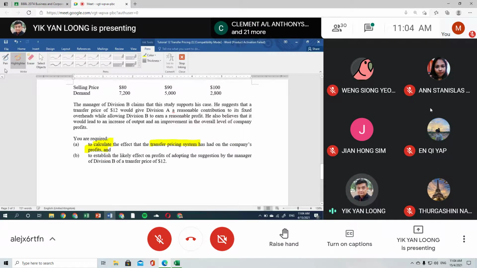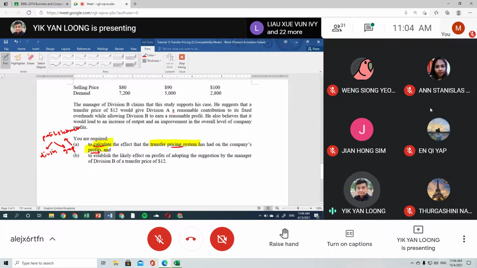So to a certain extent, this question is asking about the company's profitability. So what do you think you should be calculating then? You should be calculating profit. Simple as that, right? So what you need to do here is prepare what we call a profit statement, for your division as well as the company.